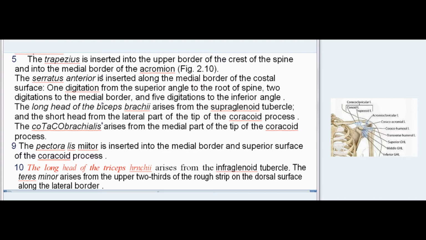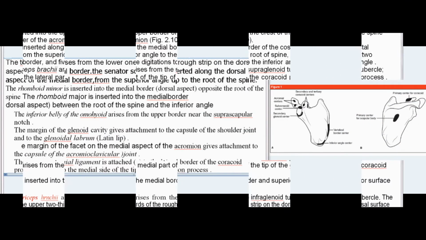The long head of the biceps brachii arises from the supraglenoid tubercle, and the short head from the lateral part of the tip of the coracoid process. The coracobrachialis arises from the medial part of the tip of the coracoid process. 9. The pectoralis minor is inserted into the medial border and superior surface of the coracoid process. 10. The long head of the triceps brachii arises from the infraglenoid tubercle.